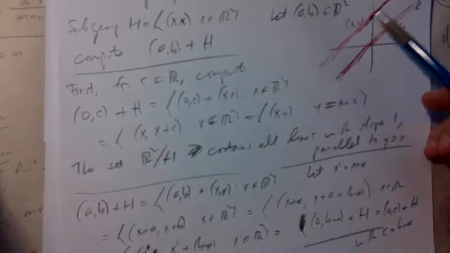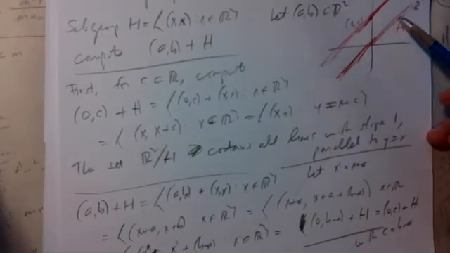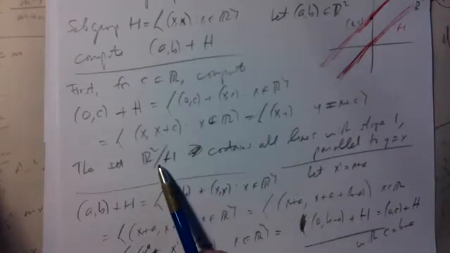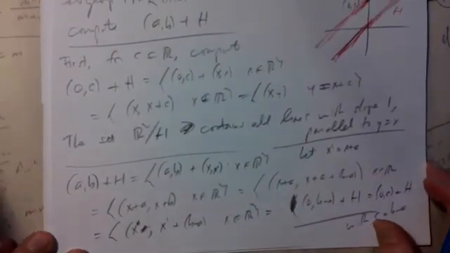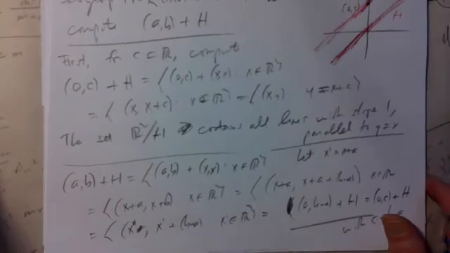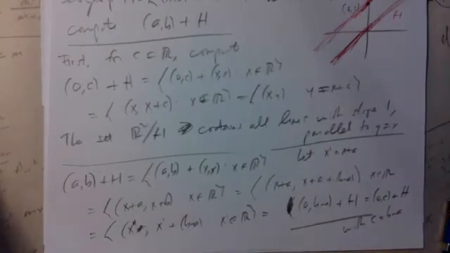So every coset is a line parallel to y equals x. And so the set of all left cosets, R2 mod H, is the set of all parallel lines. Right? Okay.